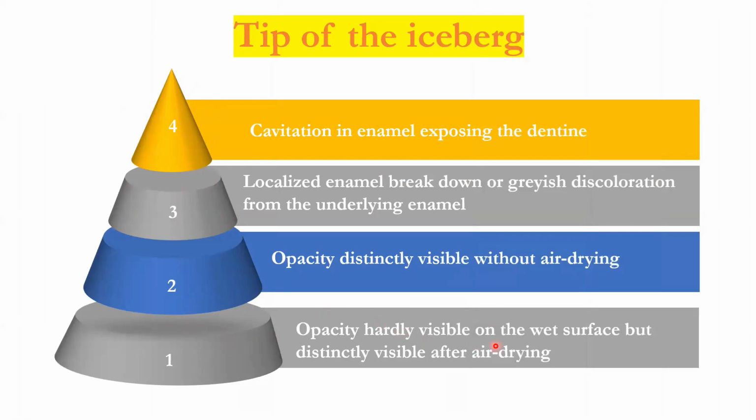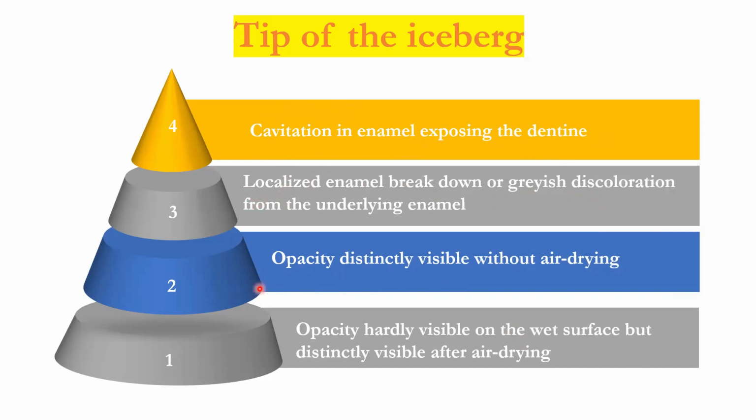So let's see. Number one is given to the opacity, which is hardly visible on the wet surface, but after air drying it becomes visible. Number two score is given to the opacity, which is distinctly visible even without any air drying. And number 3, when there is a localized enamel breakdown or there is a grayish discoloration from the underlying enamel. And 4 is the frank cavitation in the enamel exposing the dentin. And this is the stage which actually comes to you as a clinician.